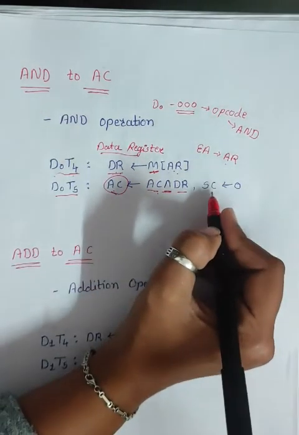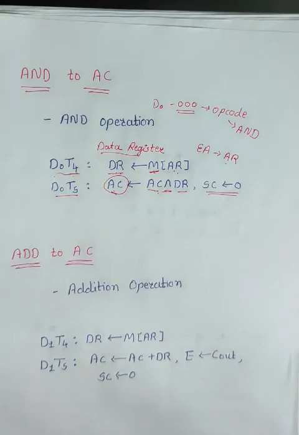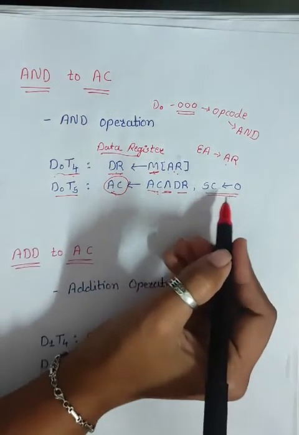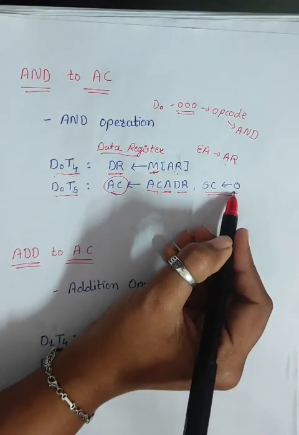Along with this, at the same time, we are clearing the sequence counter. So resetting the sequence counter, right? So SC would be 0. So this is about the AND operation.